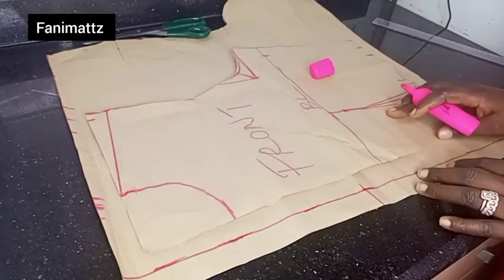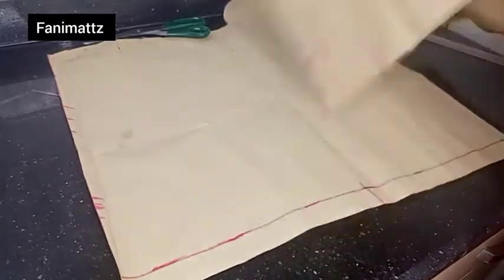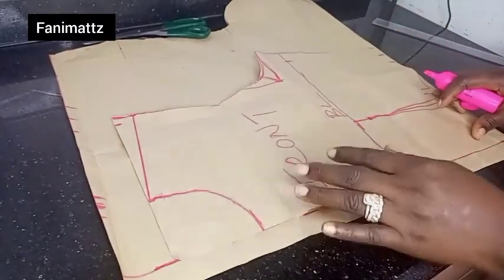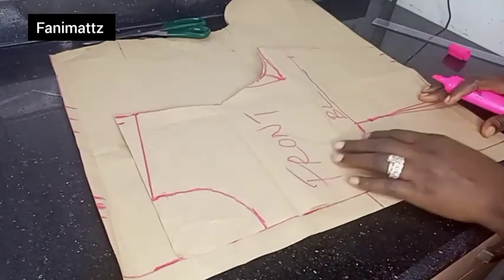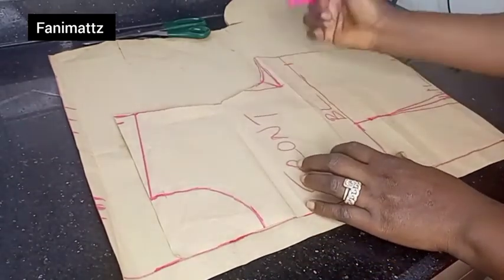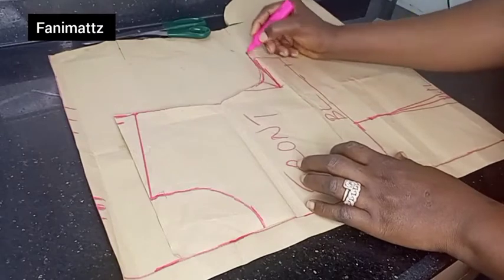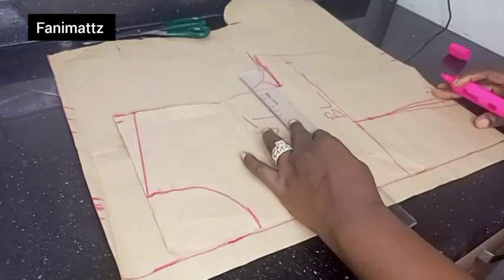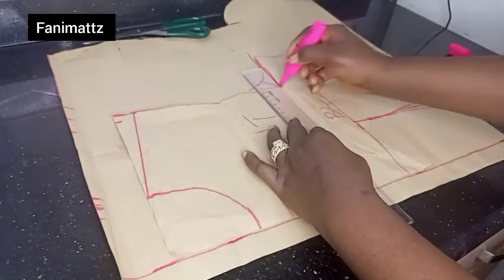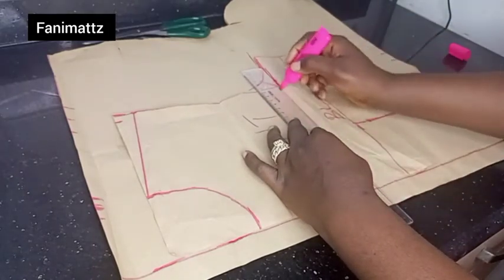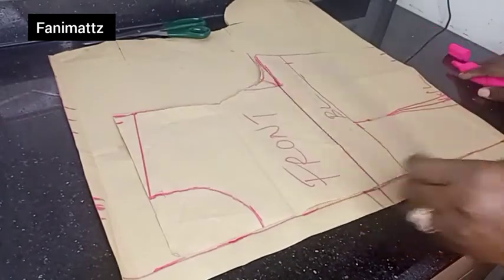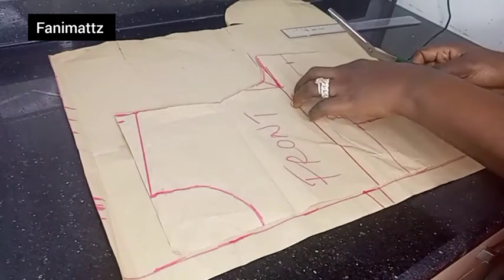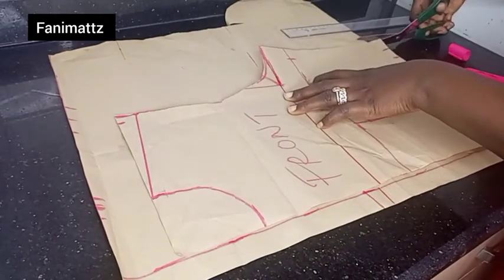So the next thing is to just place your front block on the back, leaving your zipper allowance, okay? So all you need to do is to mark your armhole. You can see what I'm doing. Just mark it all the way, let it get to. So all you need to do is to cut this out. So I'm just going to cut it out like so.